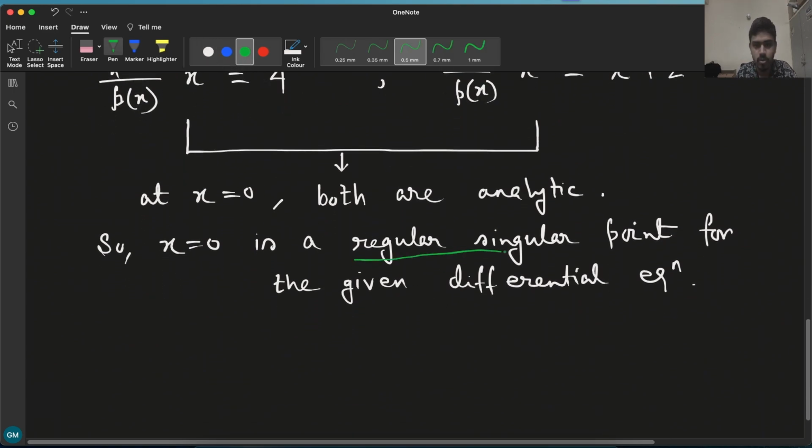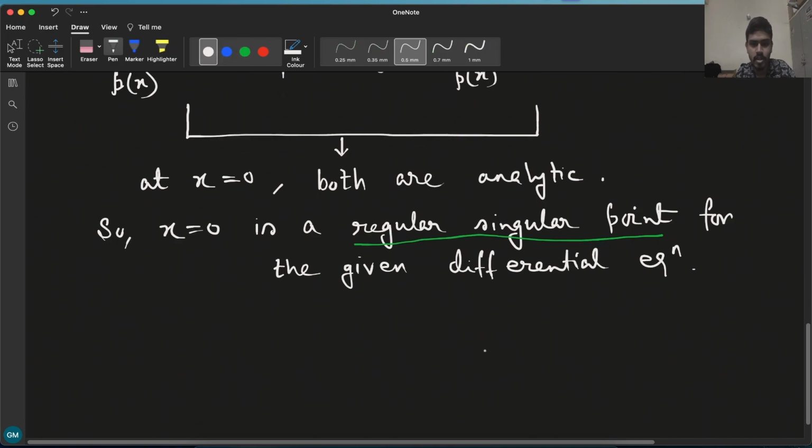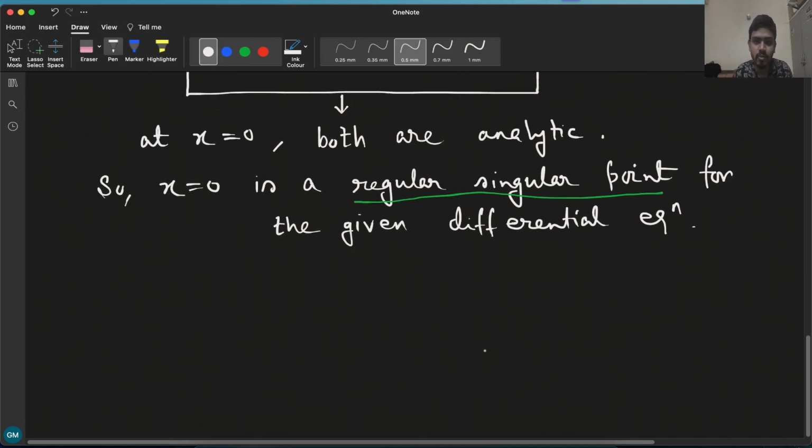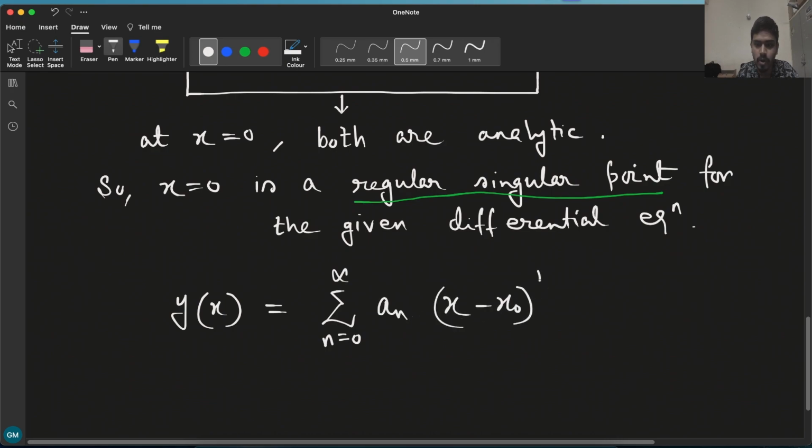Right, so we have to use the Frobenius method. And what is that? We have to assume that our y(x) is the sum over n equals 0 to infinity of a_n (x minus x naught) to the power n plus s, and now we know that x naught is 0. We are trying to find out the series solution at 0. So our x naught is 0, so it means basically x to the power n plus s.